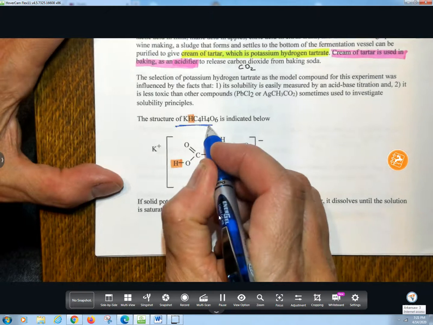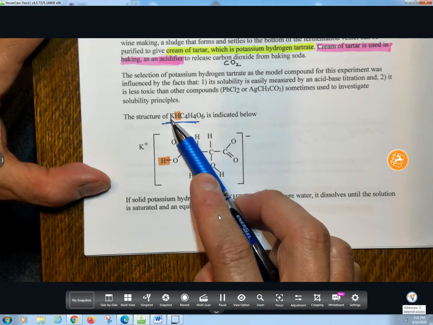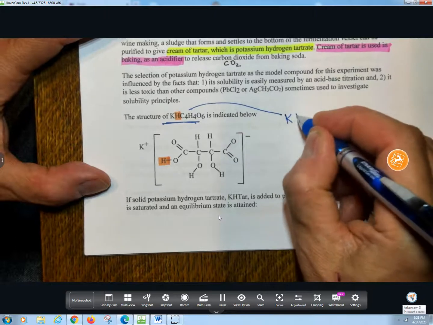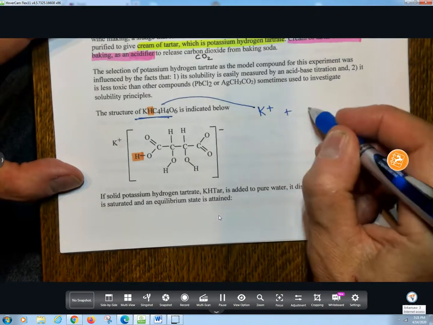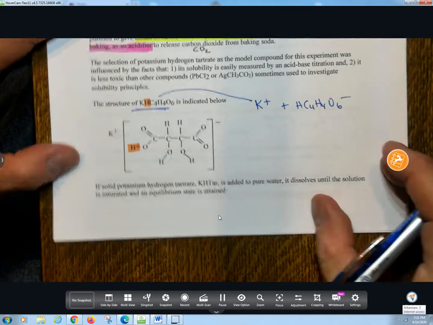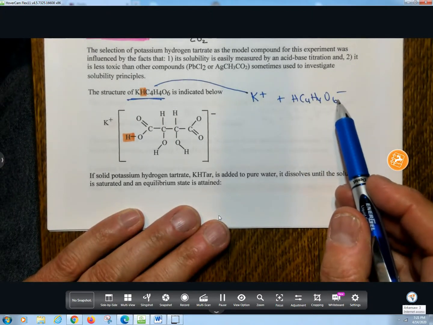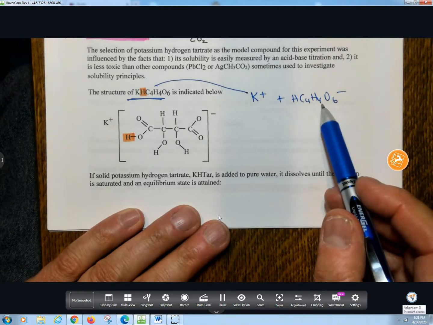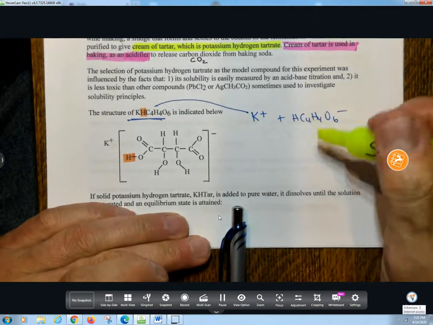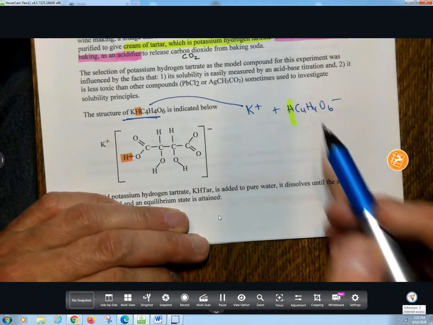But we know that this potassium hydrogen tartrate, since this is a potassium compound, is going to dissociate 100%. And when that dissociates 100%, you know for sure you're going to get K+, and you're going to get HC4H4O6- ion. Now, this hydrogen tartrate ion then has an ionizable hydrogen right here. So this is a weak acid. It has a Ka value.